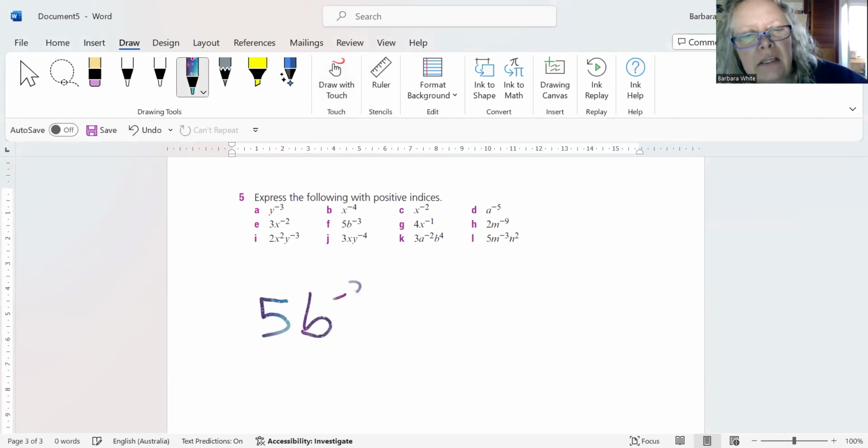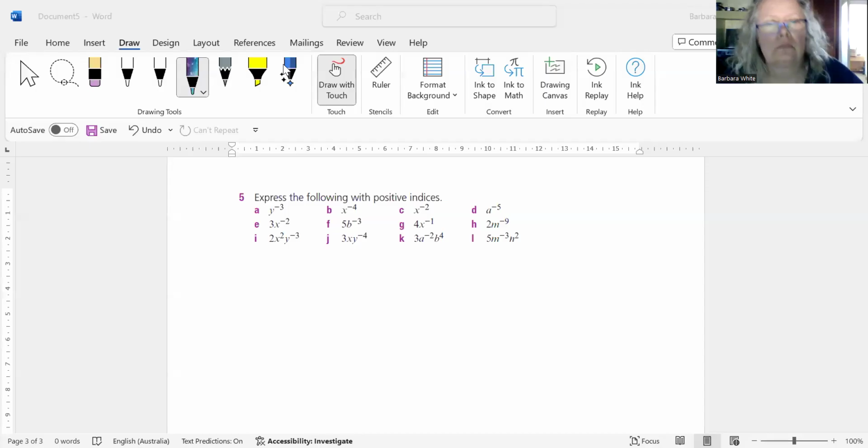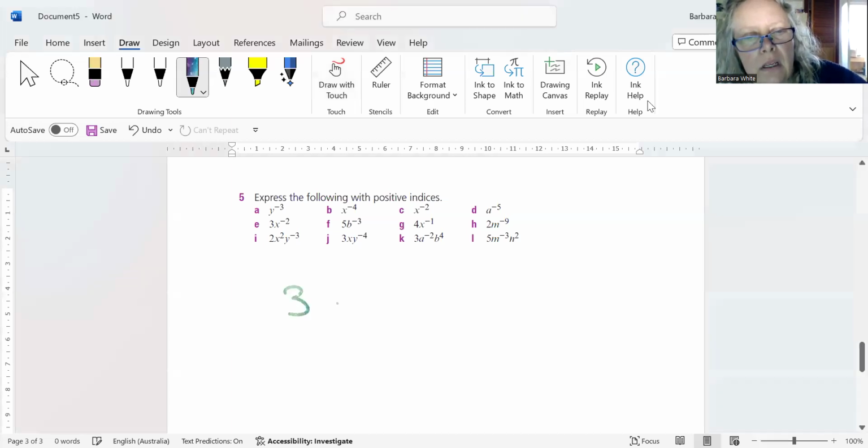5b to the power of minus 3, which, you know, that's 5 times b to the power of minus 3. So you can rewrite that with the 5, that's positive, goes on top of the fraction, and the b to the power of negative 3, we'll put it on the bottom and make it a positive. Okay, let's try a trickier one. Let's do k. 3a to the power of minus 2b to the power of 4.